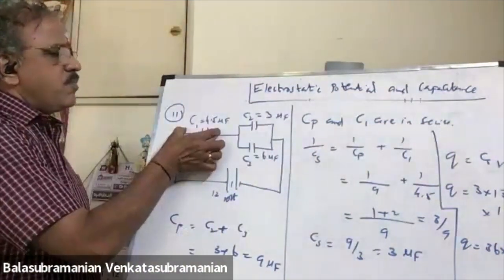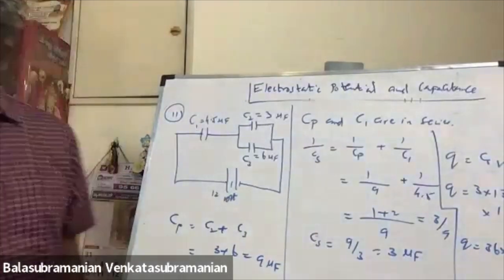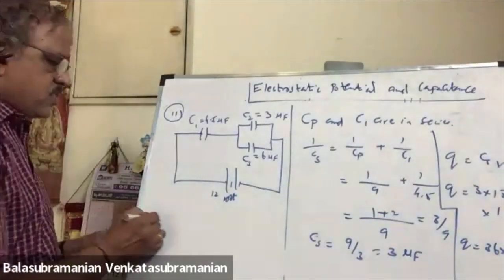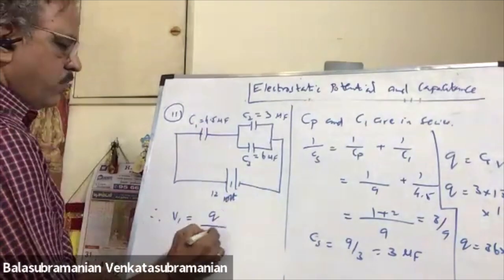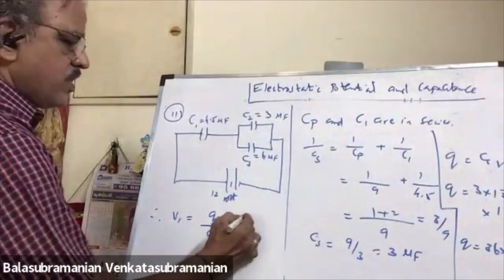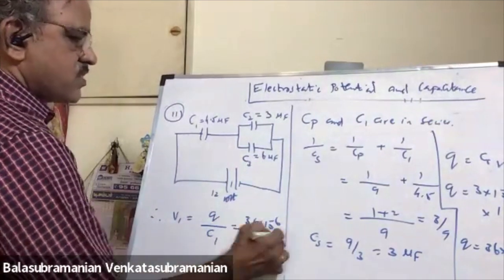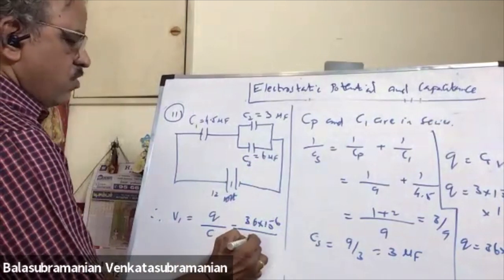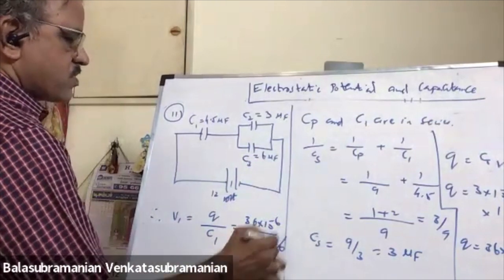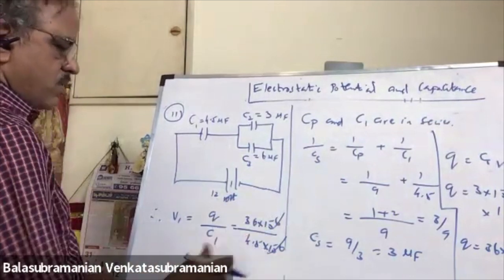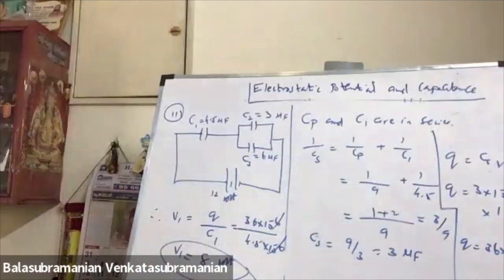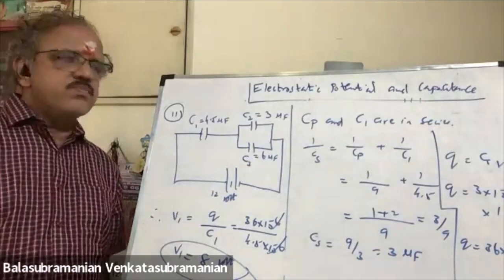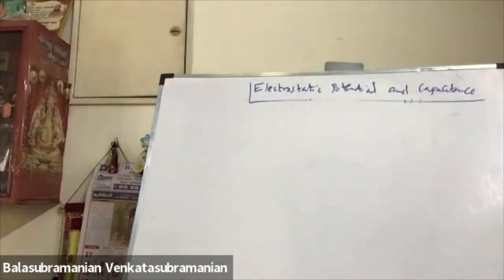Therefore, the potential difference across this, V1, is equal to Q by C1. Q is 36 into 10 power minus 6 by C1, which is 4.5 into 10 power minus 6. Cancel, 8. So 8 volt. Substitution gives 8 volt. Okay. 12th.